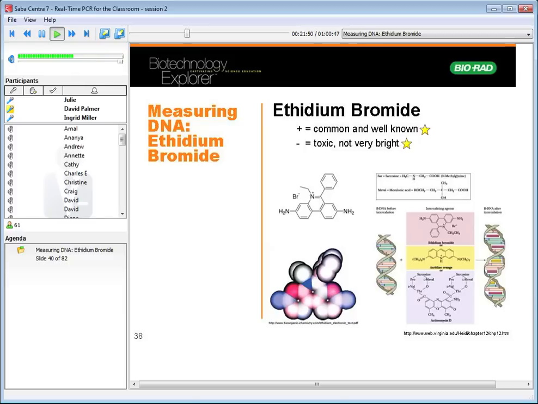Ethidium bromide intercalates into DNA. So it gets in flat between the stacks of the DNA bases. When it's in that position, it becomes fluorescent, so you can shine a UV light on your gel and your bands will fluoresce because the ethidium bromide is bound in there. That also makes it mutagenic, because it doesn't come out of the DNA that easily, and it will really interfere with the enzymes that are trying to copy the DNA at that point.